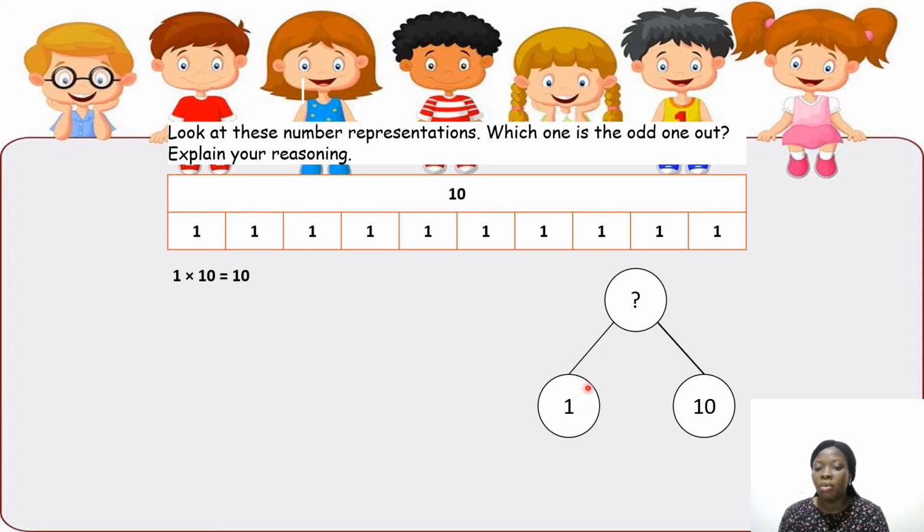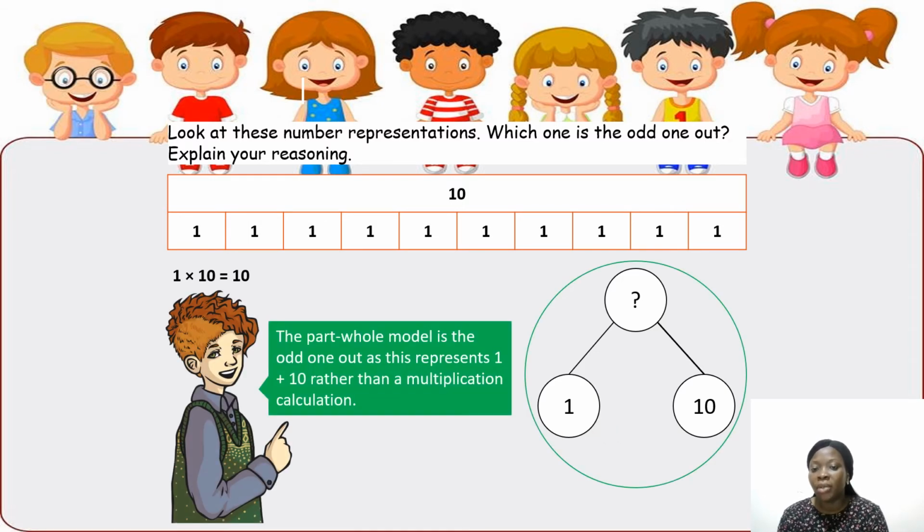But in the part-whole model, we have 1 plus 10. Part-whole model shows us addition, not multiplication. So your guess is as good as mine. The odd one out is the part-whole model because it shows us an addition rather than a multiplication.